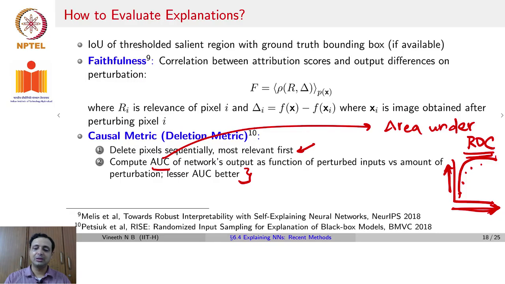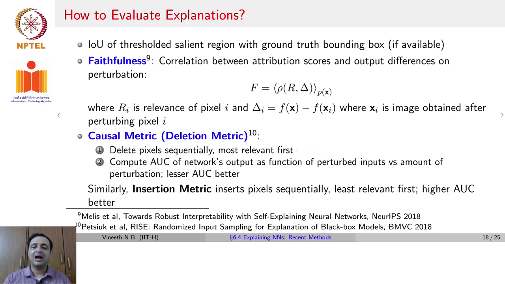You could also look at this complementarily and see it as an insertion metric, where you insert pixels sequentially, least relevant first. In this case, a higher AUC is better, just the way we spoke about it for the deletion metric.